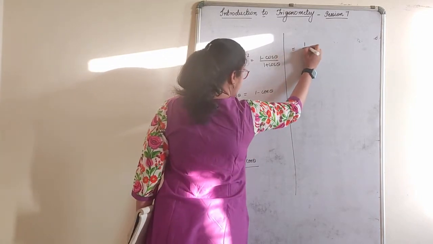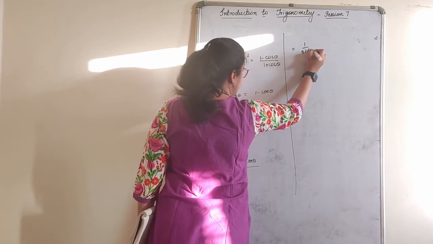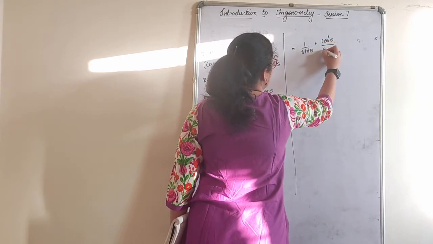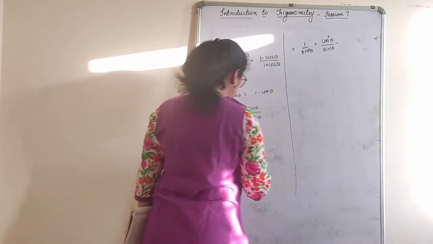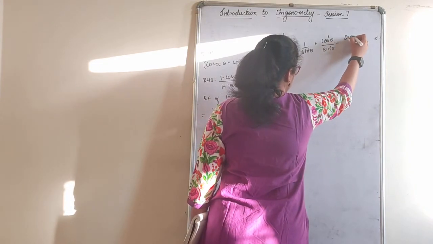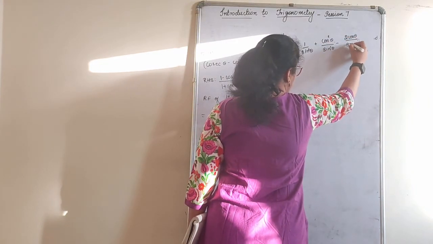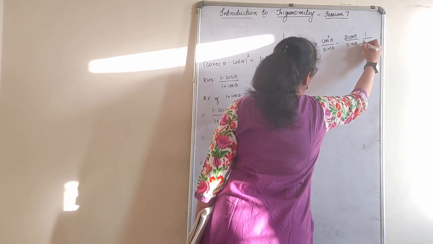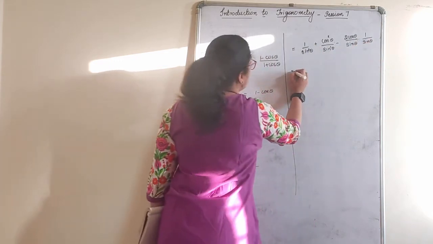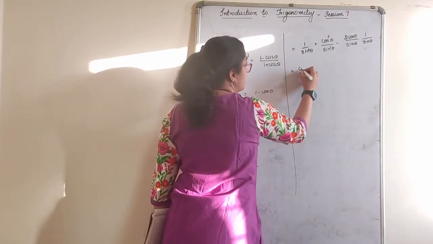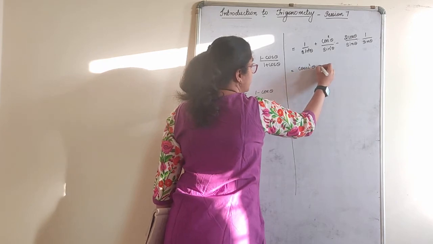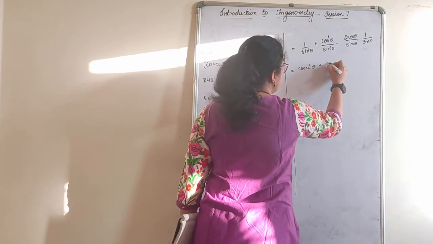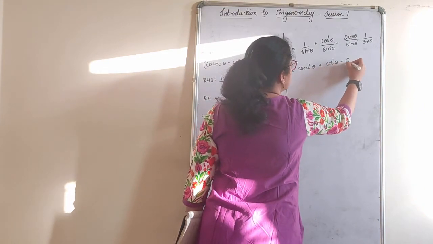Split this as 1 upon sine square theta plus cos square theta upon sine square theta minus 2 cos theta upon, it is sine square, right? I will write sine theta into 1 by sine theta because it is sine square. What is 1 by sine square theta? Cosec square theta plus what is cos square theta upon sine square theta? Cos by sine is cot square theta minus 2 as it is.